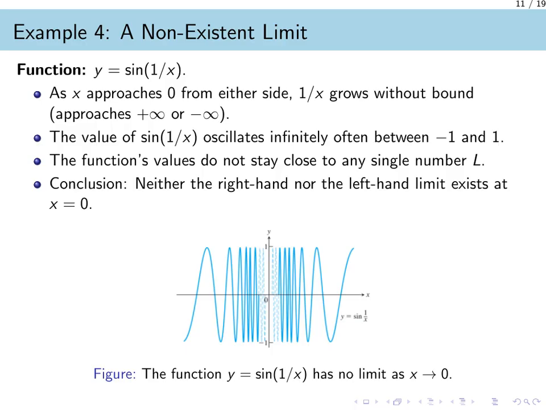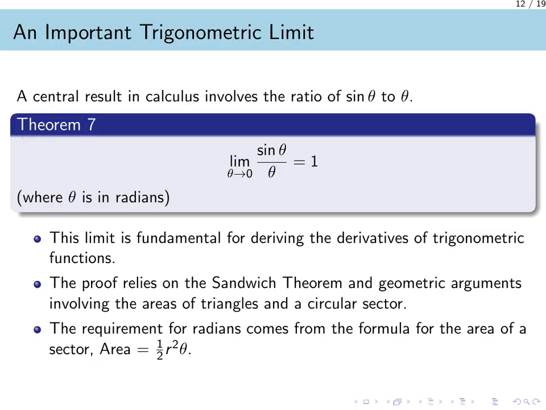For instance, no matter how tiny an interval you draw around 0, the function's graph will swing through its entire range of values infinitely many times. Since the function's values do not approach any single, specific number L, the limit as x approaches 0 does not exist. Let us explore a central result in calculus that is essential for finding the derivatives of trigonometric functions.